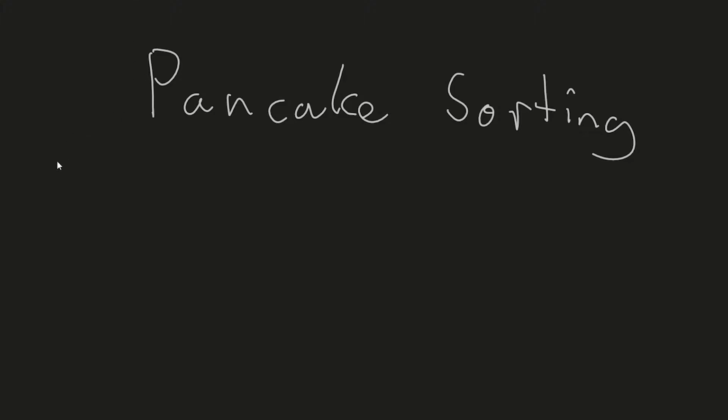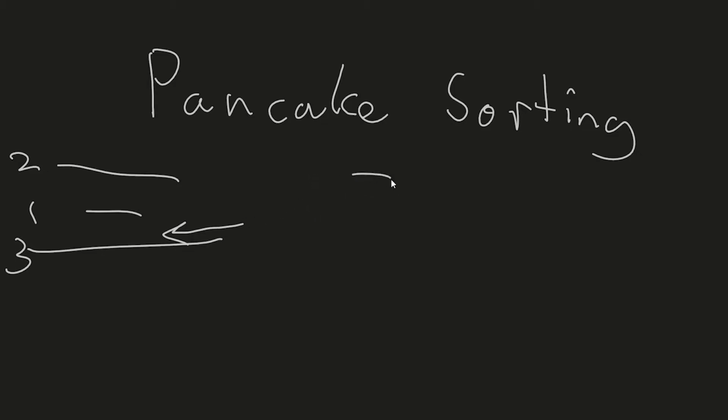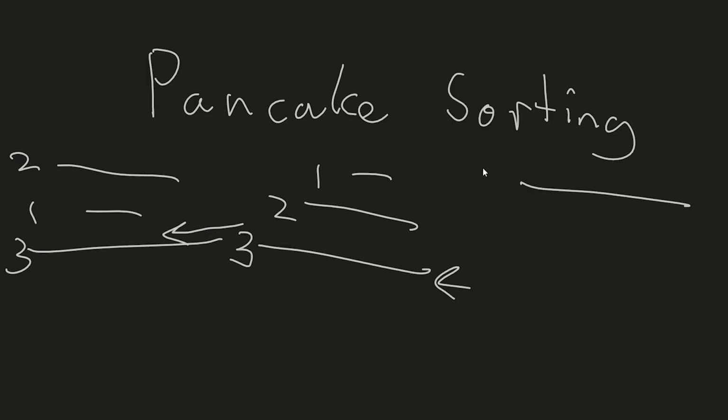So let's say we have a stack of 3 pancakes of different sizes. I'll just label them 3, 2, and 1. If we insert our spatula here, we would flip 1 and 2 without touching 3, so that would give us 1, 2, and 3. And if we insert our spatula here, that would flip all the values in the stack, so that would give us 3, 2, 1.